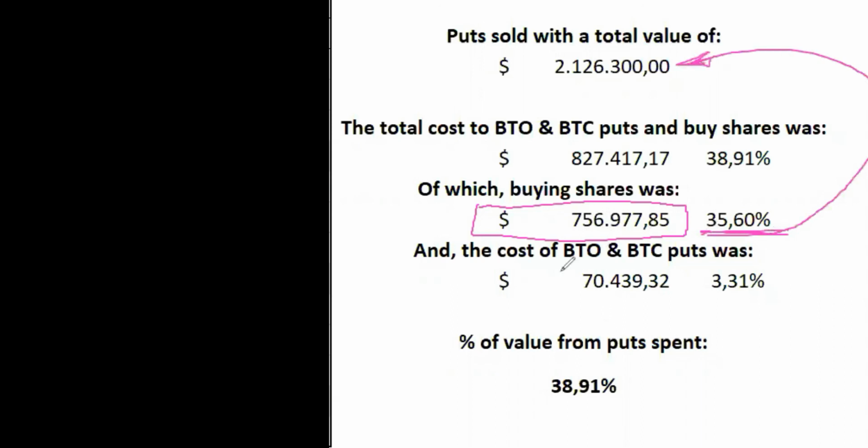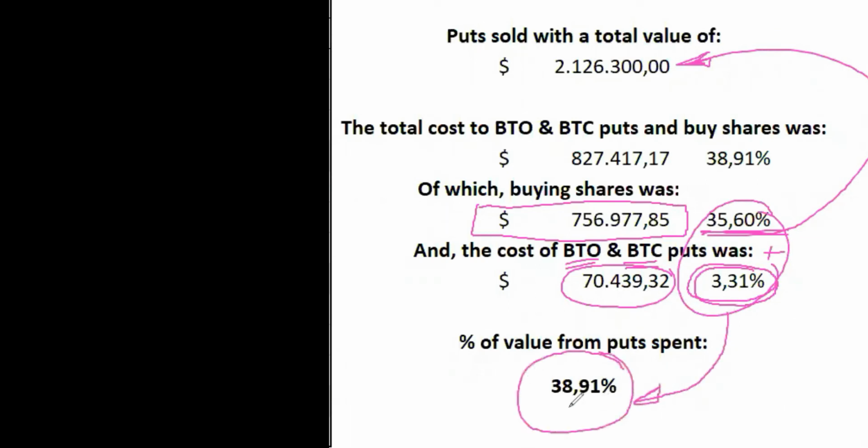How much money have we used to buy to open leads, buy to open puts, or buy to close positions because they were in profit and we got to keep the premium? 7,439, which is 3.33%. If we add these two values together, we come up with 38.91%, and that helps us to predict what's going to happen in the future. And we'll talk about that in the video about the future.